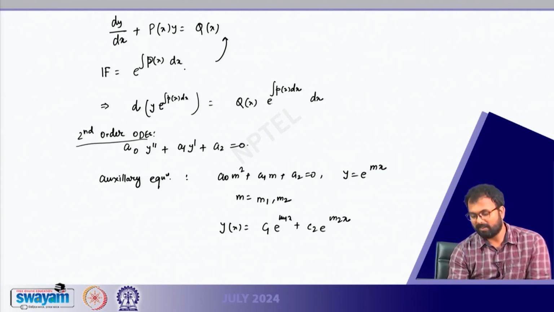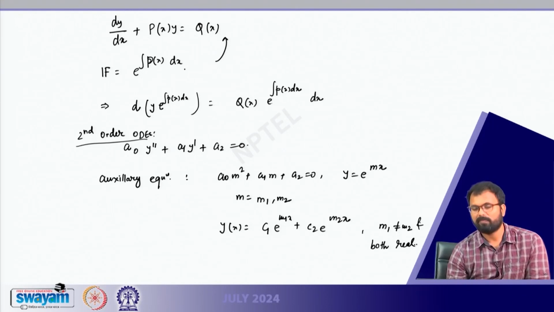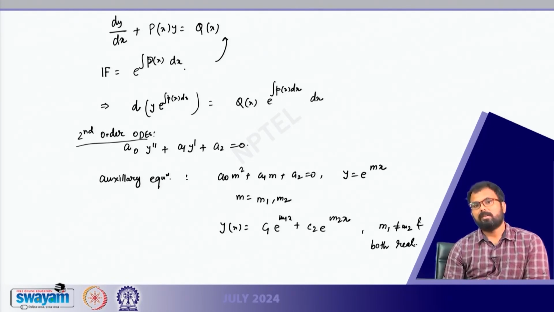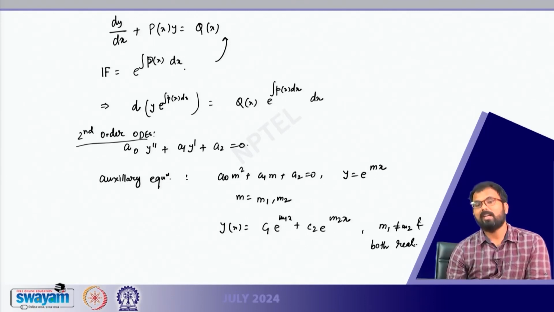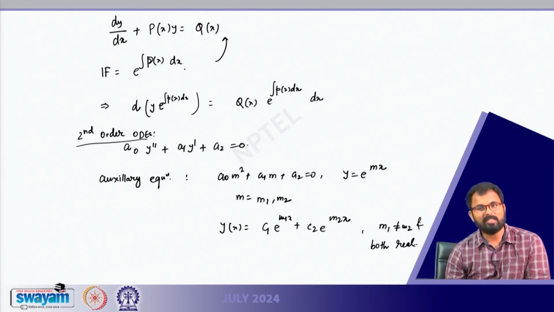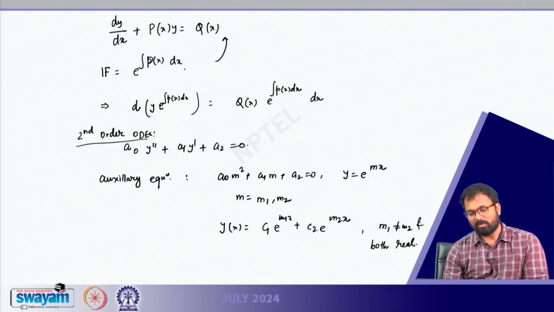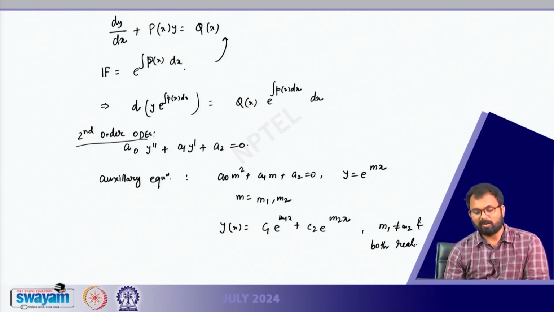Alright. Now here I wrote down e to the power m1x, e to the power m2x because I assume that m1 and m2 are not the same and they are both real. This formula will change when your m1 and m2 are the same and when m1 and m2 are complex. That also I am guessing you already know. Alright. So this is the method to solve second order ODE.